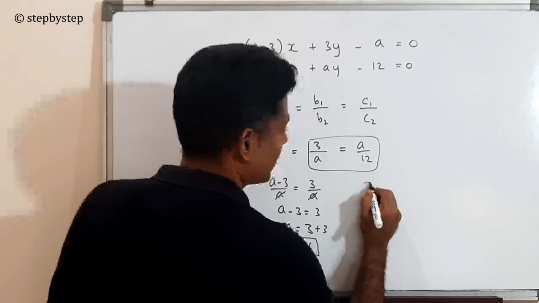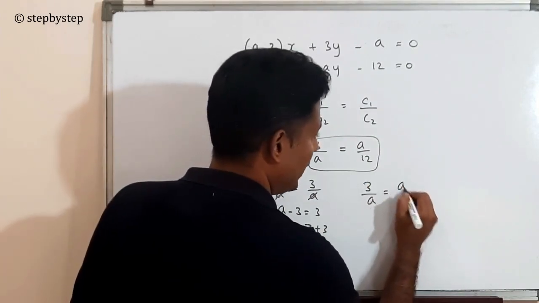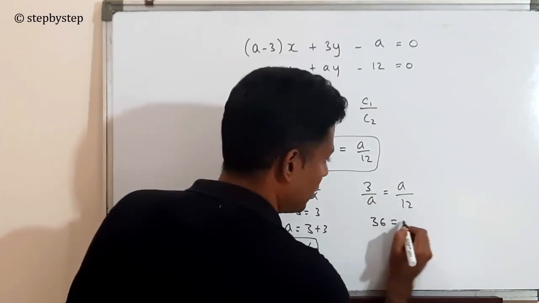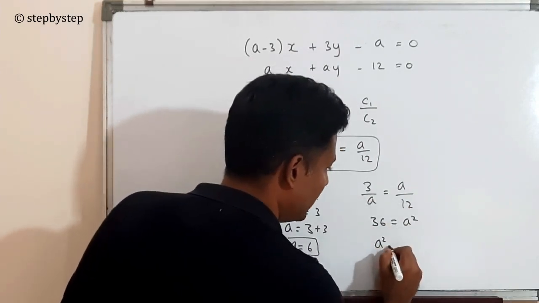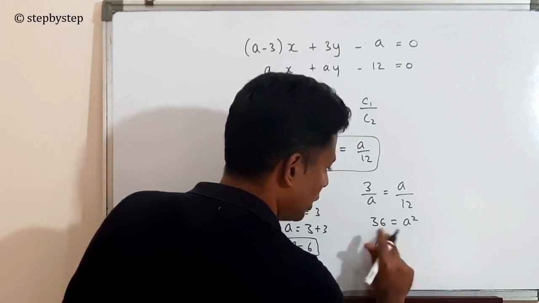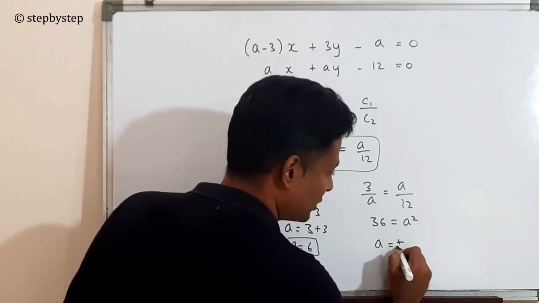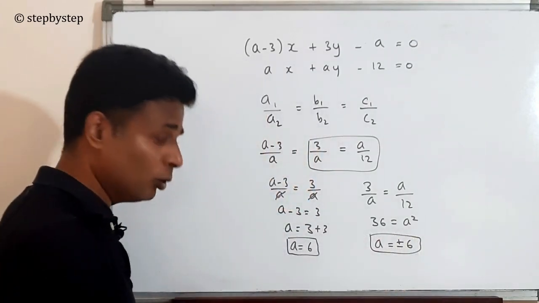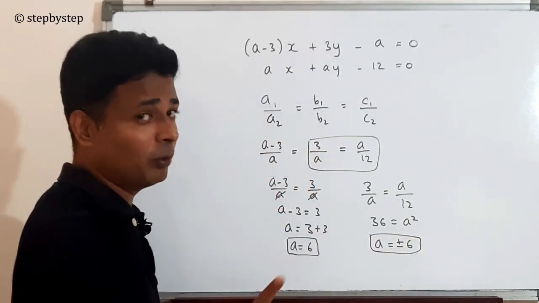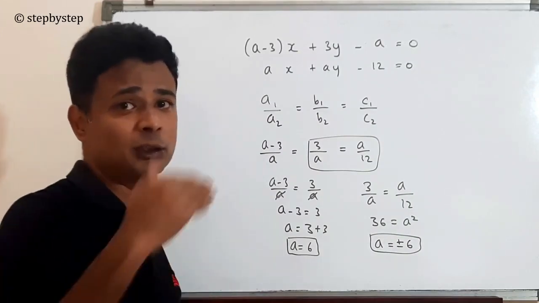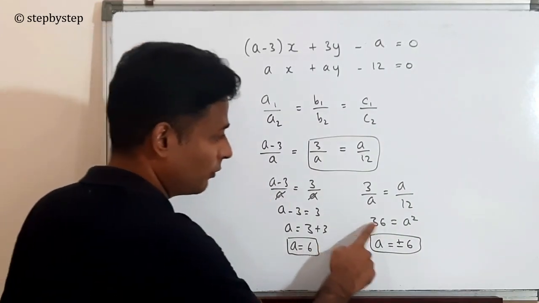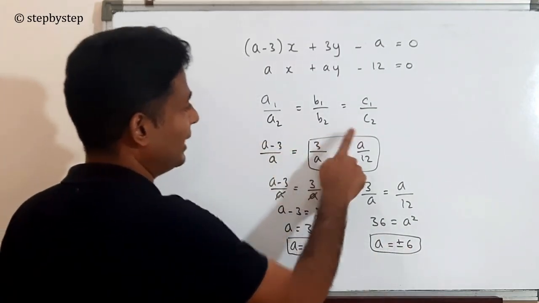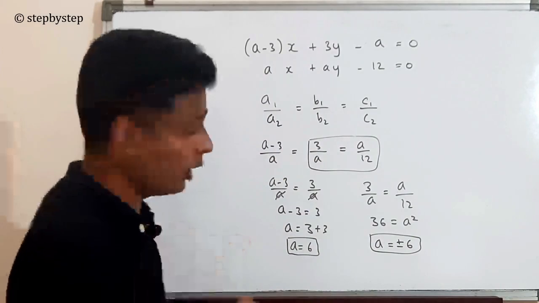So I get 3 by a equal to a by 12. Transposing, we get 3 into 12, 36 equal to a square. So a equal to root of 36, that is plus or minus 6. Remember, whenever you take a square root in mathematics, except for word problems, the square root will always have two values, plus and minus. So root of 36 is either plus 6 or minus 6. Now we take the first and the last. We have to check for all three.